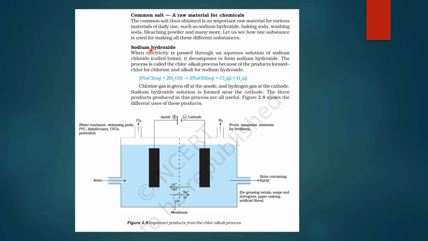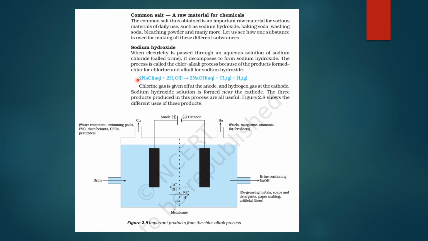Okay, so first let's talk about sodium hydroxide. So when electricity is passed through an aqueous solution of sodium chloride, aqueous solution of sodium chloride को हम एक unique name देते हैं, that is brine. Okay, तो आप electricity pass करोगे इसके through, it decomposes to form sodium hydroxide, right? This process is called chlor-alkali process because of the products formed. Chlor is for chlorine and alkali is for sodium hydroxide.